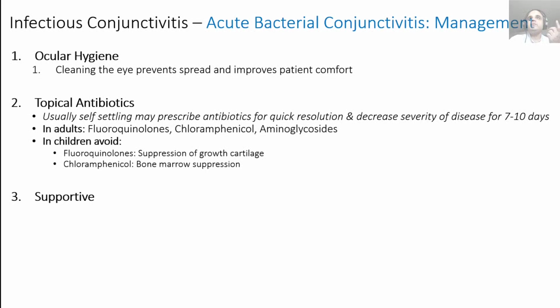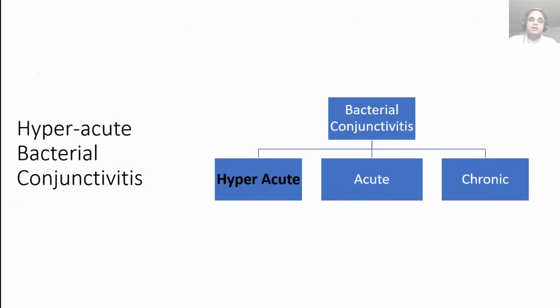In children, we avoid fluoroquinolones and chloramphenicol because there's only one reported case of bone marrow suppression because of prolonged topical use of chloramphenicol, but even one case is one case. Fluoroquinolones are generally not used in children because they tend to suppress growth of the growth cartilage in the bone. So use aminoglycosides. Topical aminoglycosides are the most common type of antibiotic that's prescribed in Pakistan to children. It's relatively safe. You have supportive treatment that we have talked about before, lubricants, cold compresses, and they work really well. Now we'll move on to hyperacute.